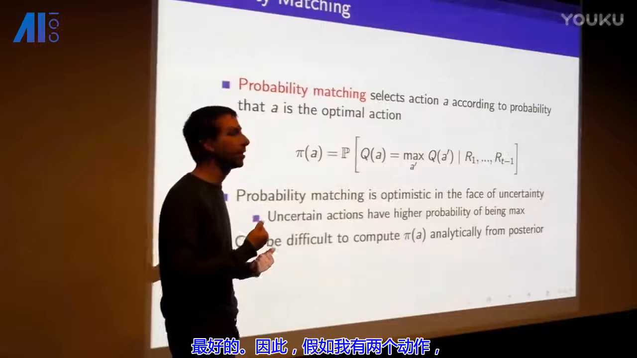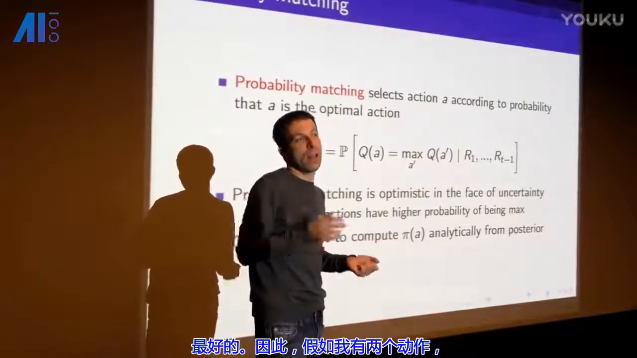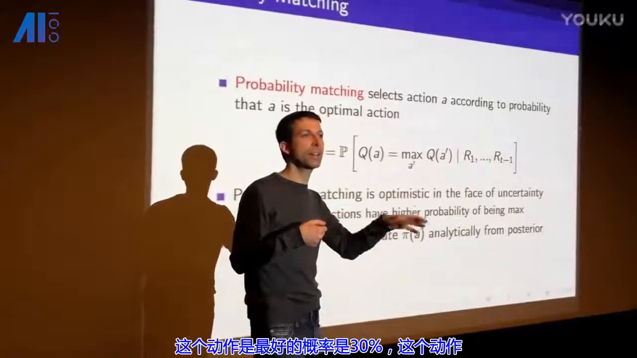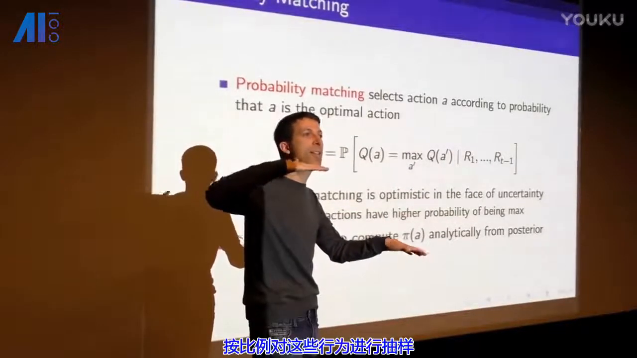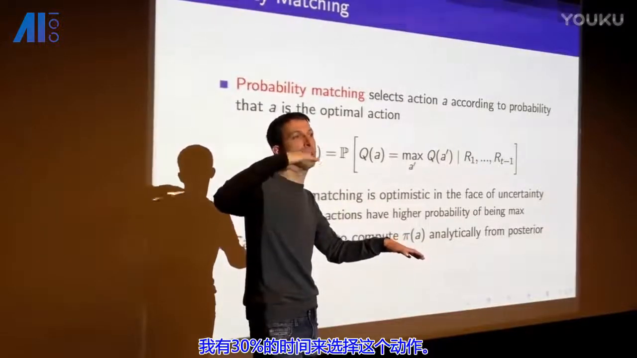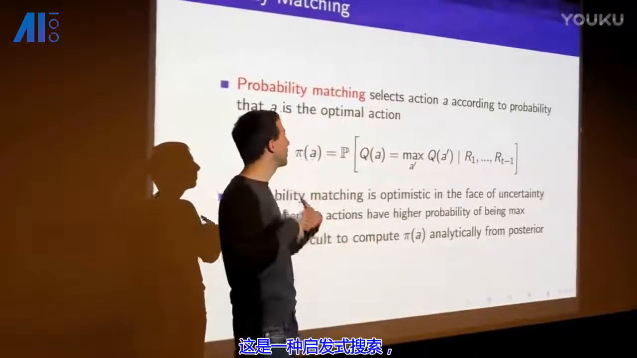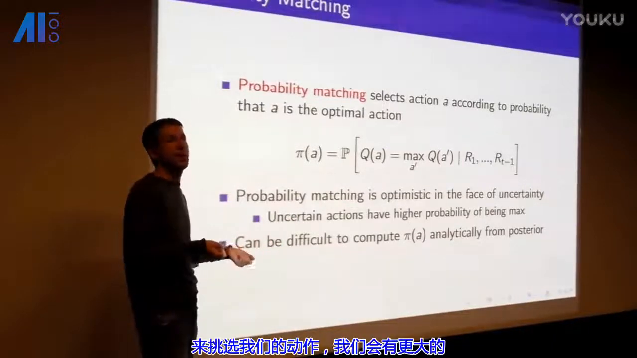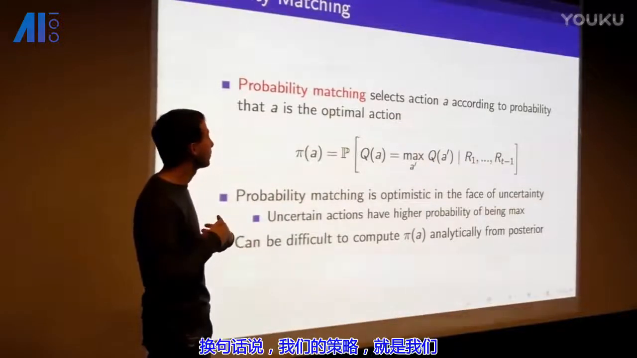So if I've got two actions and I can compute that, according to my beliefs so far, maybe there's a 30% chance that this action's the best and there's a 70% chance that this action's the best. Then I just sample those actions in proportion to my belief that they're the best one. So then I actually pick this one 70% of the time and this one 30% of the time. So that's the idea of probability matching. It's a heuristic that guides us to picking the action which has the highest chance of being the best.